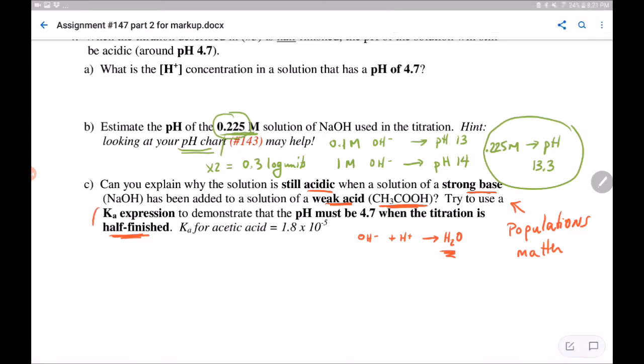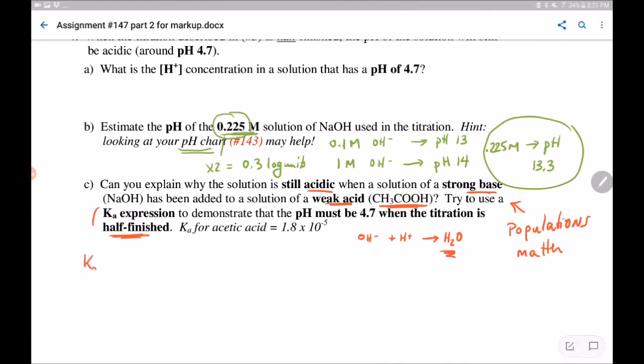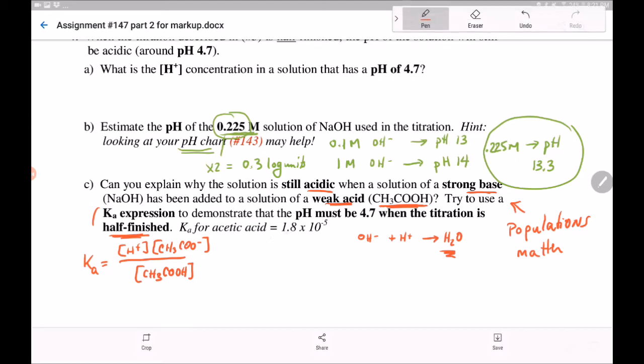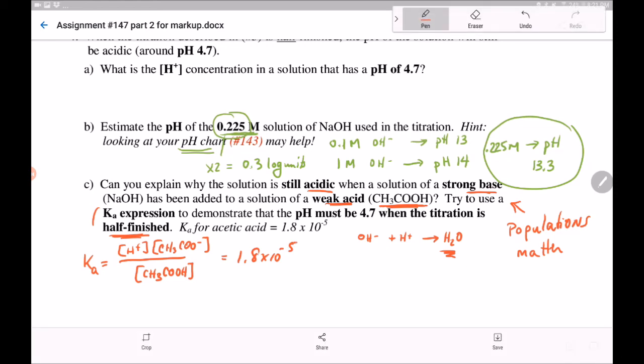The second question says use a Ka expression. So this is nice mathematics. It's kind of surprising, the answer. But I'll start by writing a Ka expression. H plus. This is acetic acid, so the conjugate base goes here. This is the associated molecules on the bottom of the fraction, and you see the value is given as 1.8 times 10 to the minus 5. So that describes the ratio here. At equilibrium, which is true anywhere during the titration, an equilibrium is established.